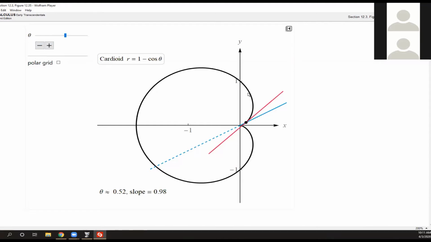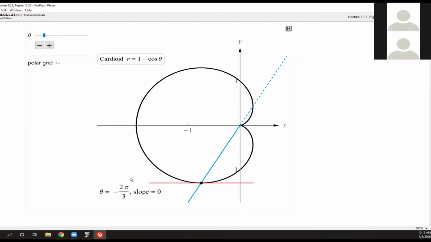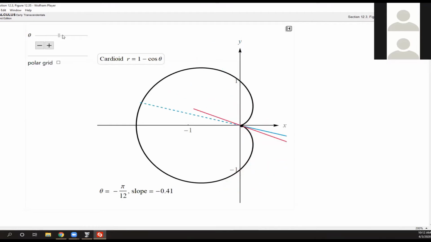So here's the cardioid that we were messing around with, and our question asked us to find the slopes of the tangents. For example, we find that if theta is equal to negative 2 pi over 3, then the slope is 0. And so you could probably pretty easily guess the types of questions that would come out in a homework assignment. They'd be questions like, find where the slope is 0, find where the slope is undefined, those kinds of questions.